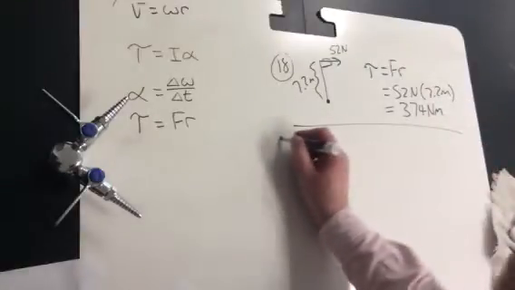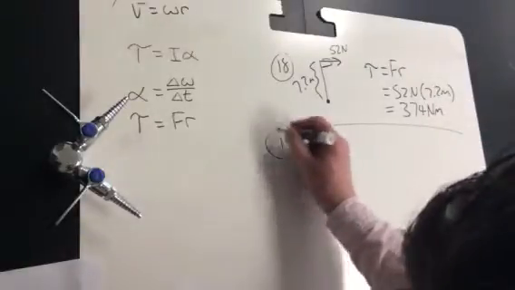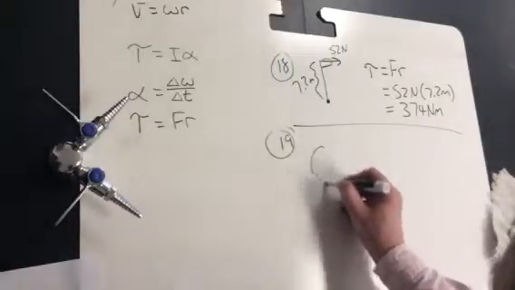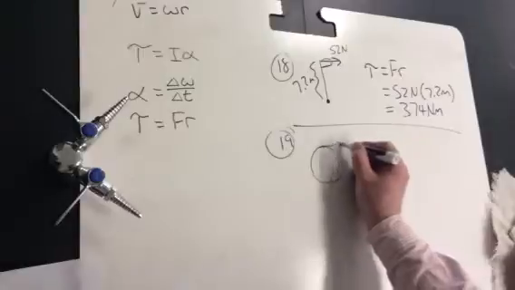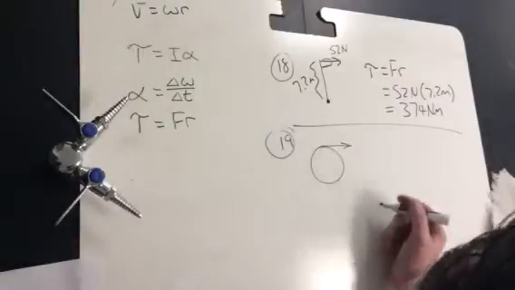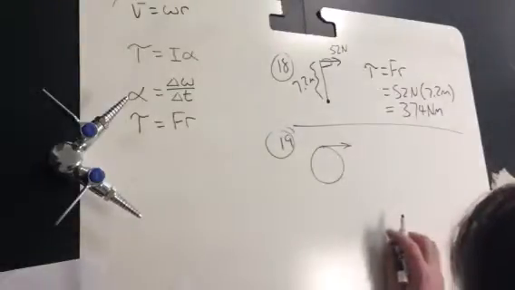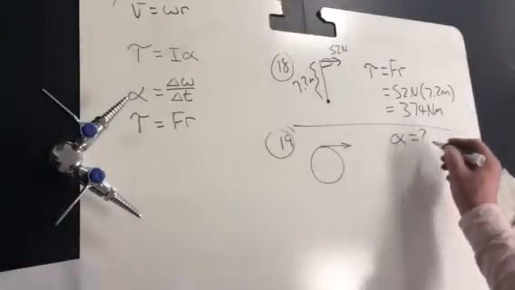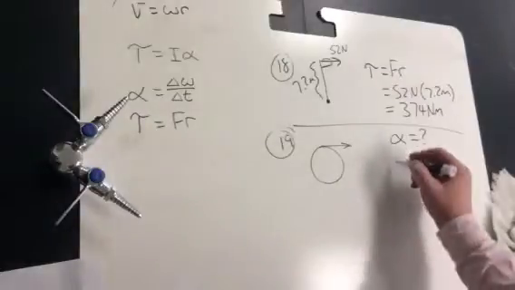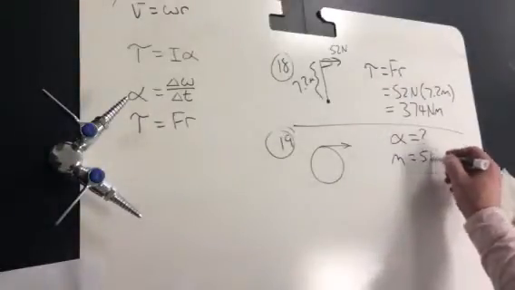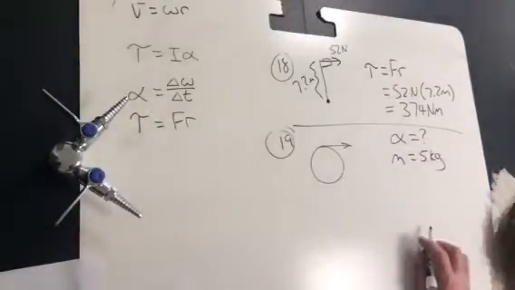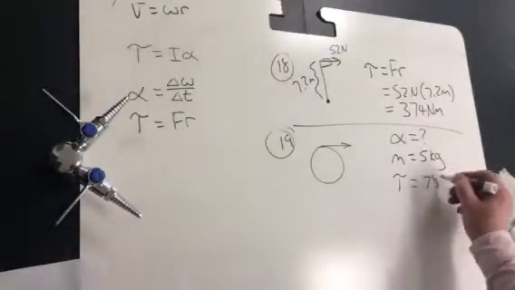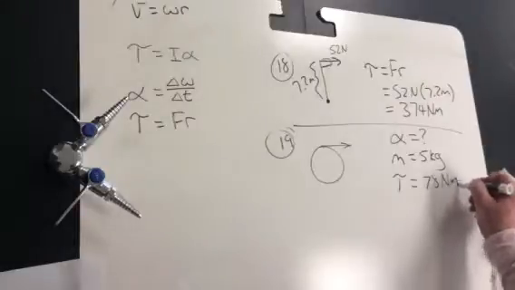That's number 18. Number 19, you have a disc, and you're going to pull on the disc to make it spin. It says, what is your angular acceleration? Okay, so they're asking me what alpha is. Alpha is question mark. What are you given? Mass is equal to 5 kilograms, and torque is equal to 78 newton meters.